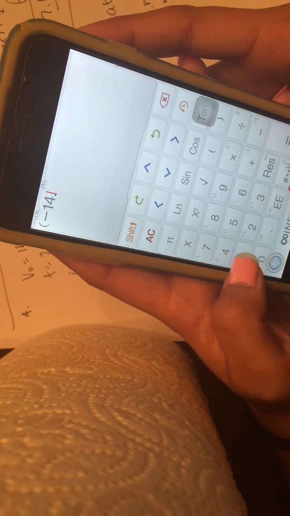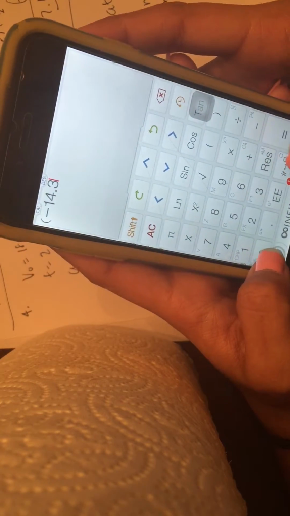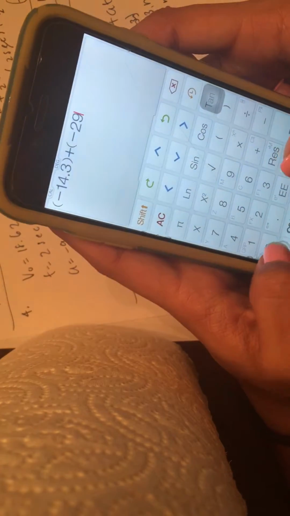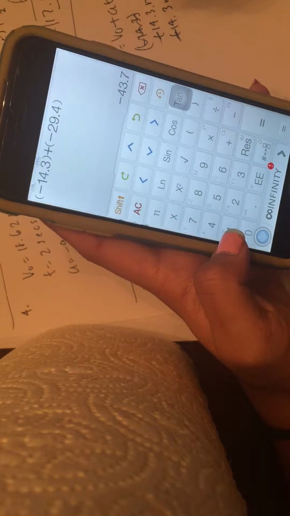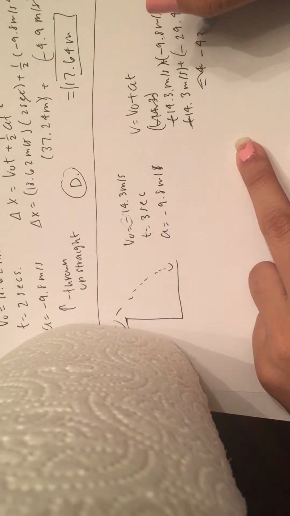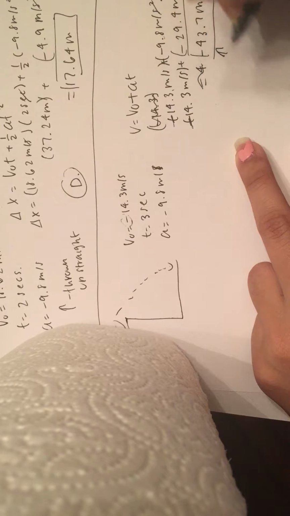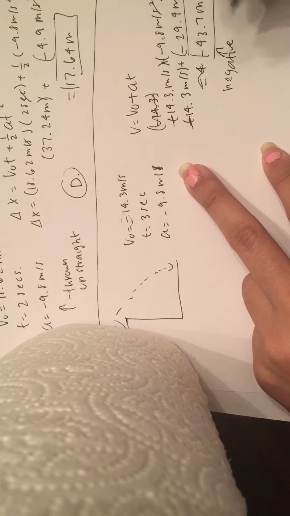Negative 14.3 then plus negative 29.4. Okay, then you get negative 34.7 meters per second. And this is negative because your ball is thrown downwards.